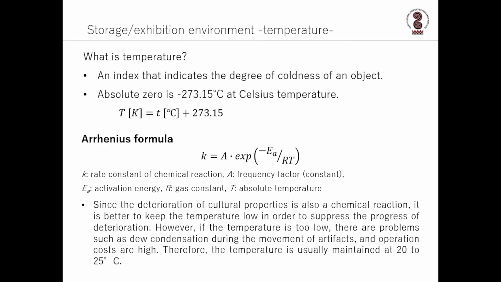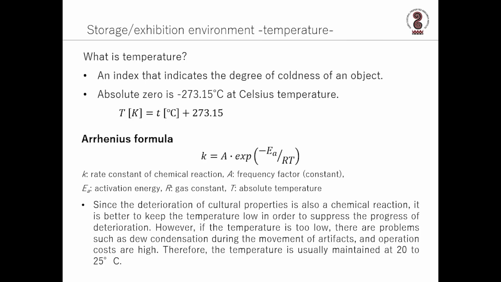Now, let's think about the effects of temperature on artifacts. In Japan, the temperature of the exhibition and storage environment is generally set in the range from 20 to 25 degrees Celsius. This involves a little chemistry, but generally a chemical reaction proceeds faster when the temperature of an object is higher. Of course, the deterioration of artifacts also involves chemical reactions, so in order to hold back the progress of deterioration, it is best to store artifacts at as low a temperature as possible.